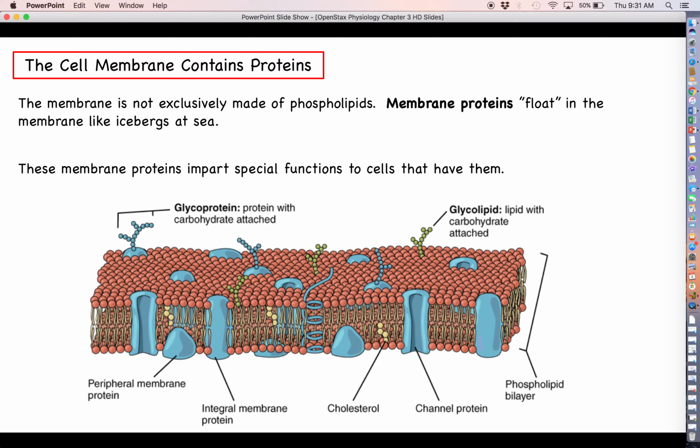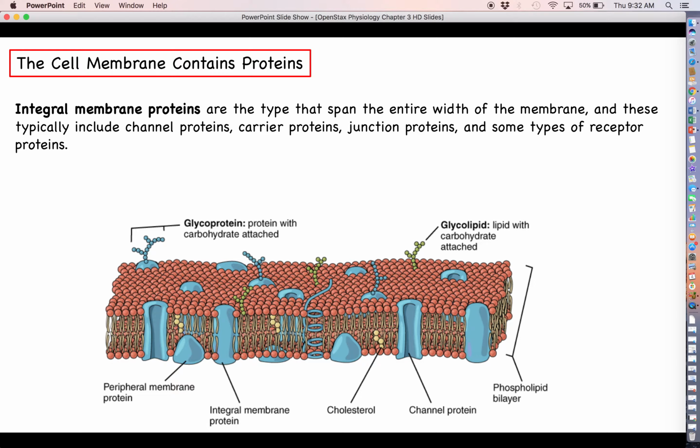The proteins are kind of floating in the phospholipid sea, if you will permit that, kind of like icebergs. The reason these proteins are so important is that depending on which types of proteins you find embedded within the cell membrane of a particular cell, those proteins are going to impart specialized functions to that cell. So these types of proteins found in the membrane, we call membrane proteins. They come in two basic varieties.